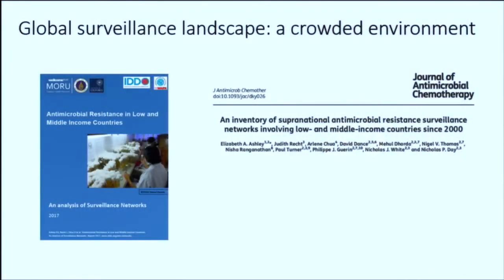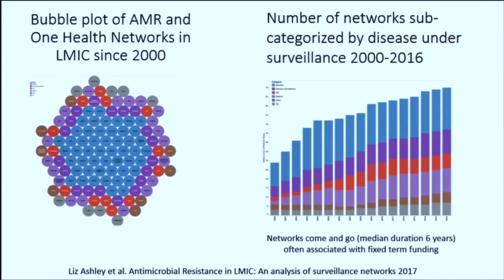Clearly, these are key players. But what I would say is that they're not the only player. A really nice piece of work done by Liz Ashley, looking at an analysis of surveillance networks in low and middle income countries, reported that this is a very crowded environment. A very large amount of data is being produced. These two graphics really capture that. The bubble plot shows AMR and One Health networks in low and middle income countries since the year 2000.